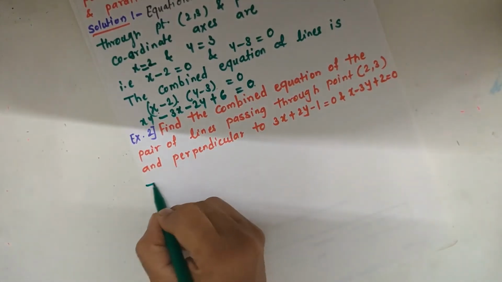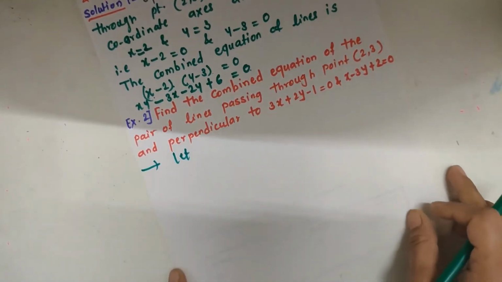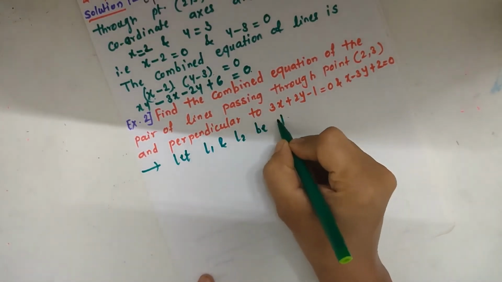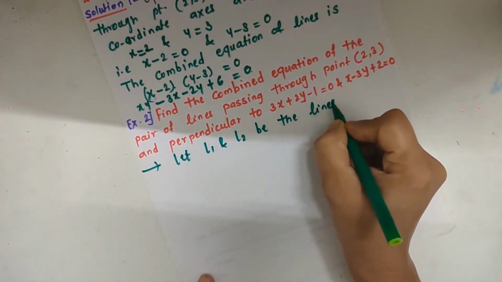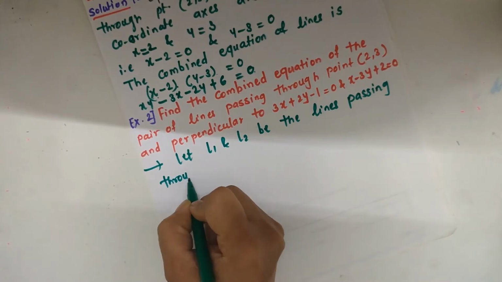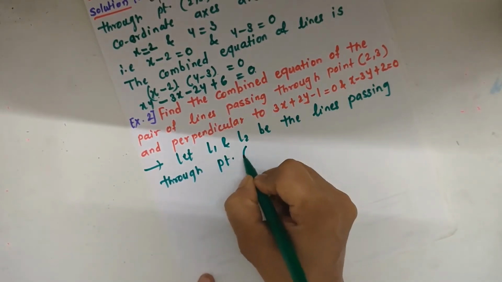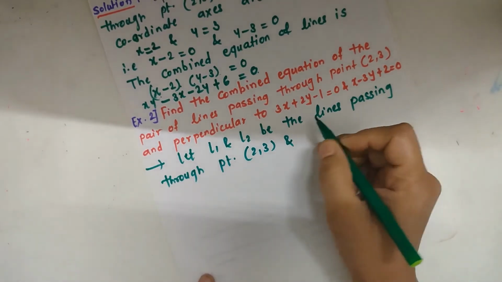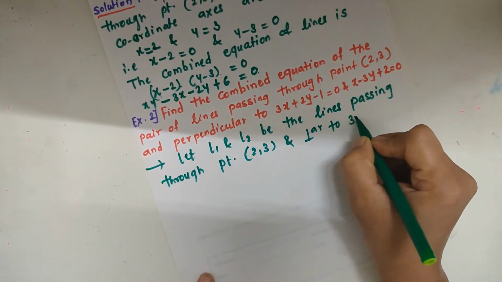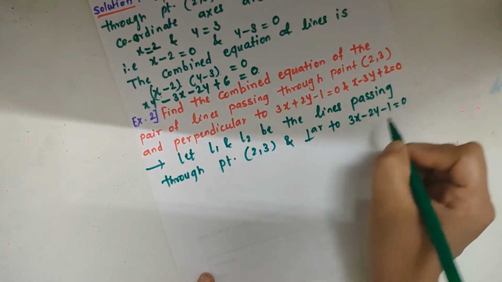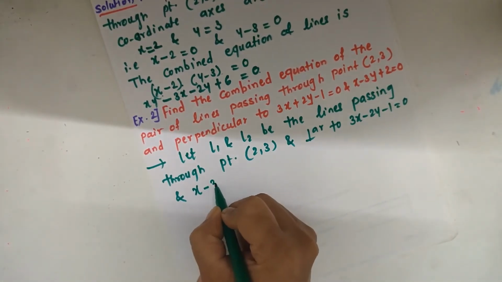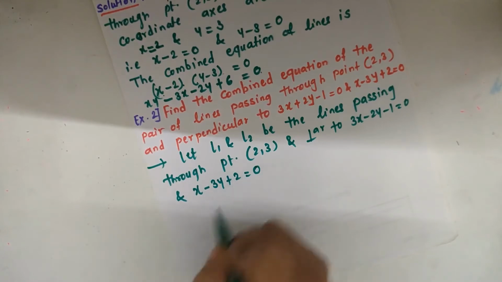So first, let us consider the required lines. Let L1 and L2 be the lines passing through the point 2, 3 and perpendicular to the line 3x minus 2y minus 1 is equal to 0, and the second line, x minus 3y plus 2 is equal to 0.